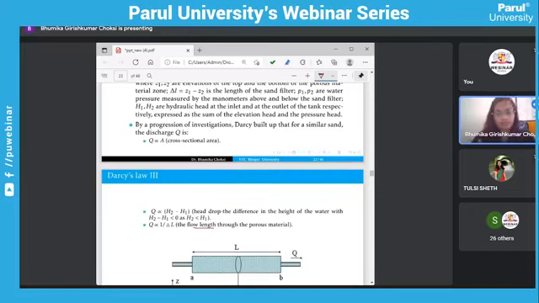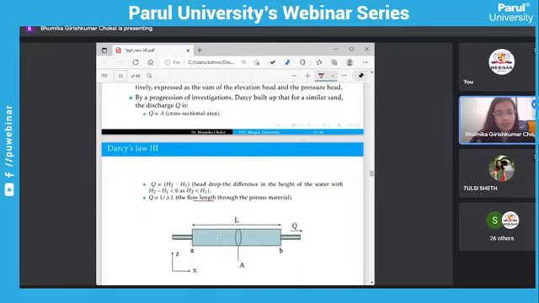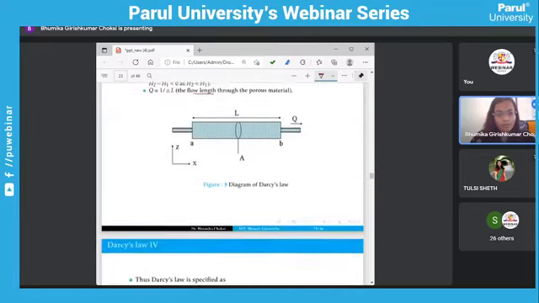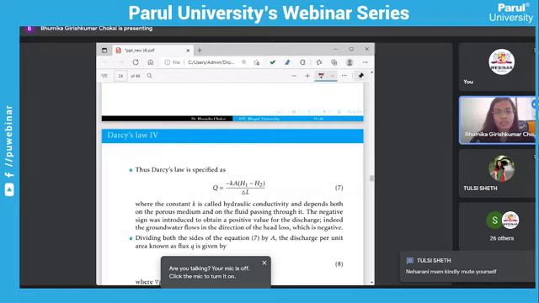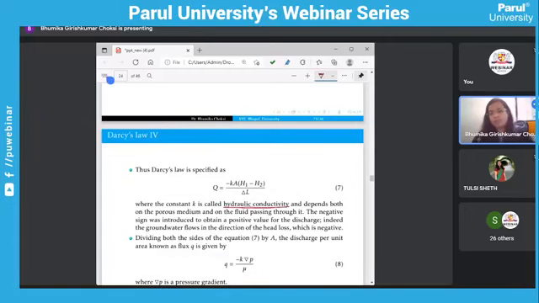Okay, so whatever the discharge will be there, if I combine all this together, by taking the proportionality constant K, it will give you the hydraulic conductivity.